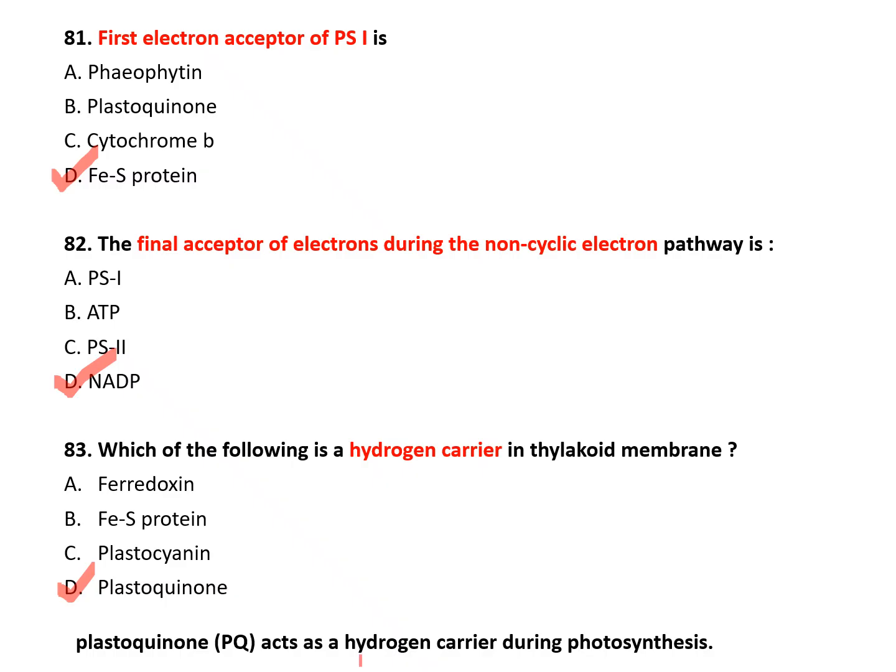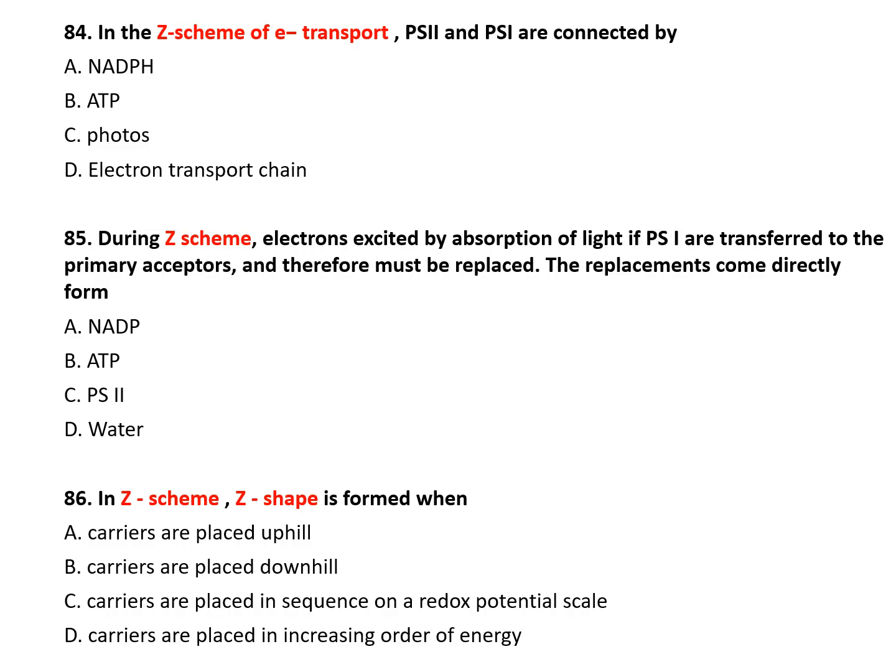Plastoquinone acts as a hydrogen carrier during photosynthesis. The next question, number 84. In the Z scheme of electron transport, PS2 and PS1 are connected by option A, NADPH, option B, ATP, option C, photons, option D, electron transport chain. The correct answer is option D, electron transport chain.